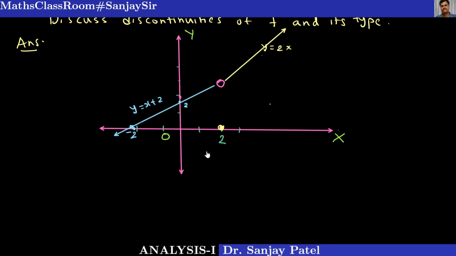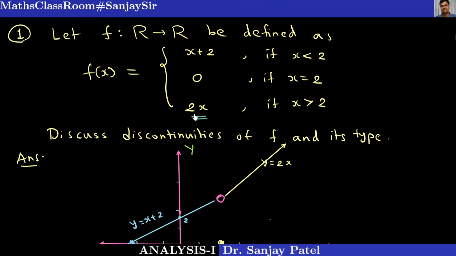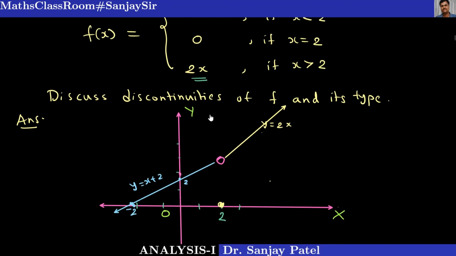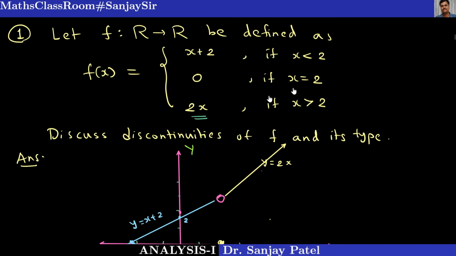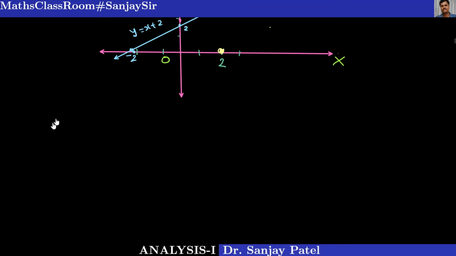So clearly, the function is a straight line for x less than 2 as well as greater than 2, so it is obviously continuous. Even from the equation, f of x equal to x plus 2 for x less than 2 is a linear polynomial, so it is continuous. And for 2x, the right hand side also is continuous because every polynomial is continuous. So for x less than 2 or x greater than 2, the function is continuous. The only point of trouble is x equal to 2, which we will discuss in detail. So let me first of all note that f is continuous.